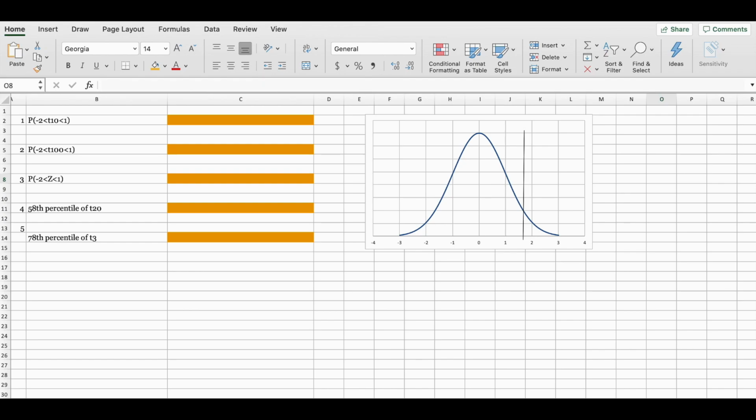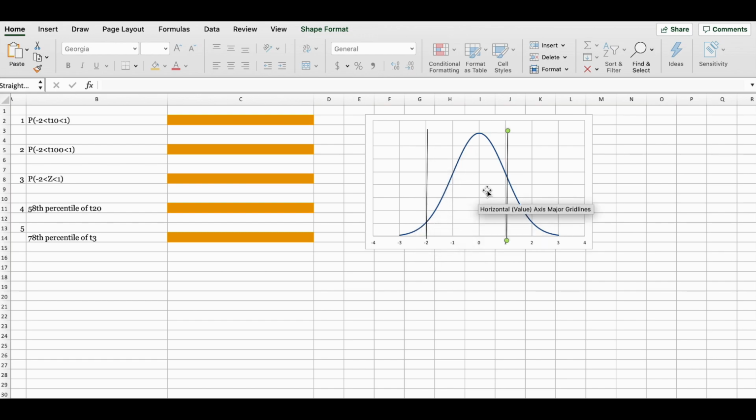Welcome back. Here we're going to use Excel to find the probabilities for this t-distribution. So the first question here is asking us to find the probability between -2 and 1 for t with 10 degrees of freedom. To make it easier to understand, I have created a bell curve here, and I'll use this to solve the questions that you see here on the left hand side. So -2 is around here, +1 is right here. So here the question is, what is the probability between -2 and 1 for t with 10 degrees of freedom?